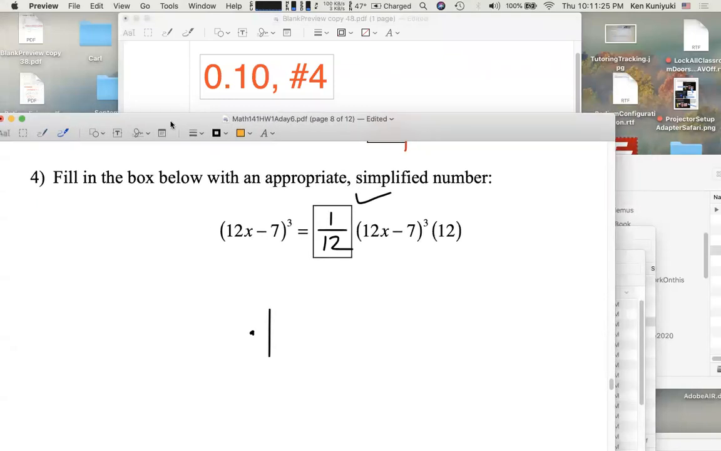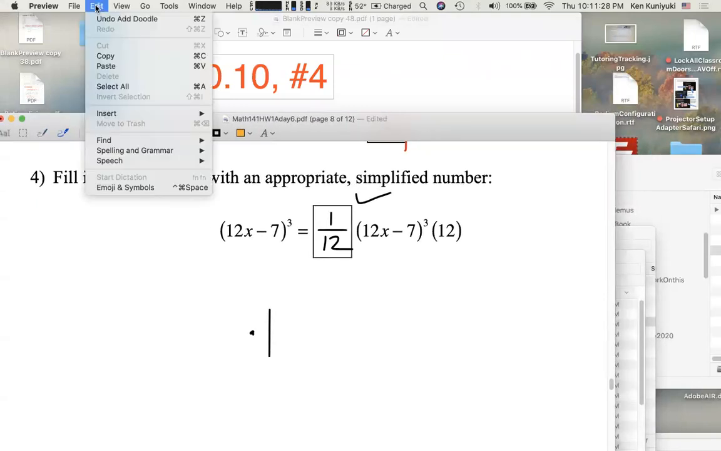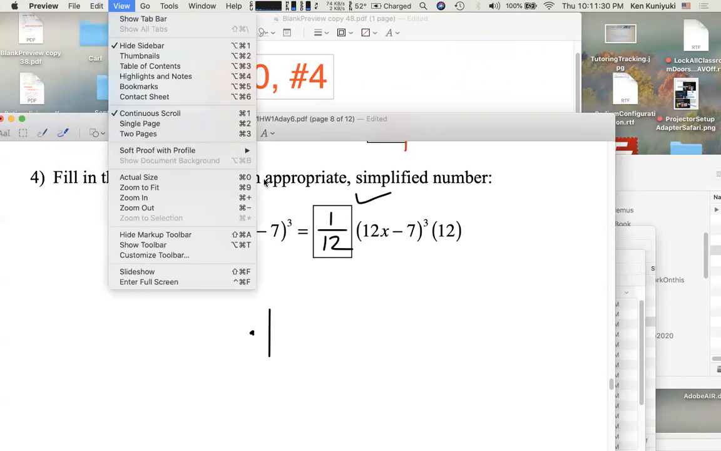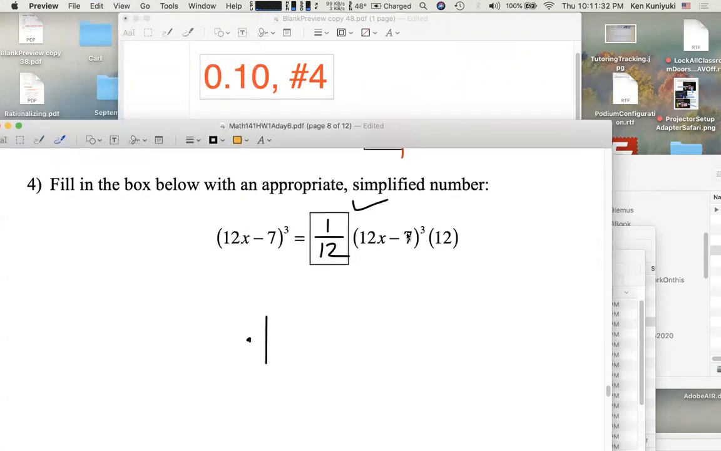Some of these, you can follow your intuition, but you're wondering, why am I doing it? All right, so 0.119.